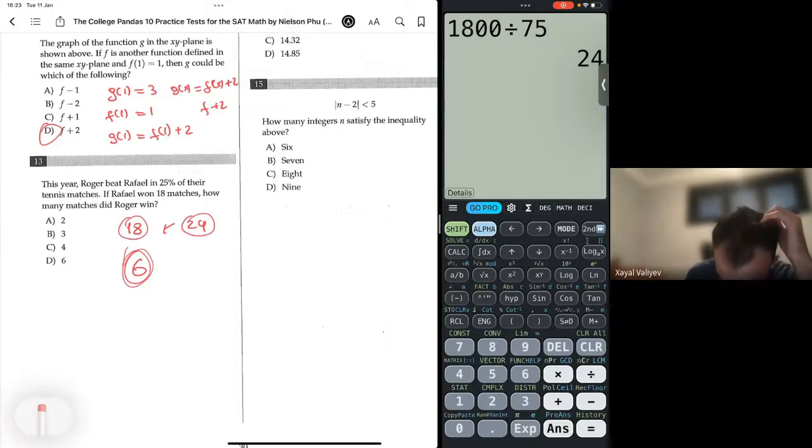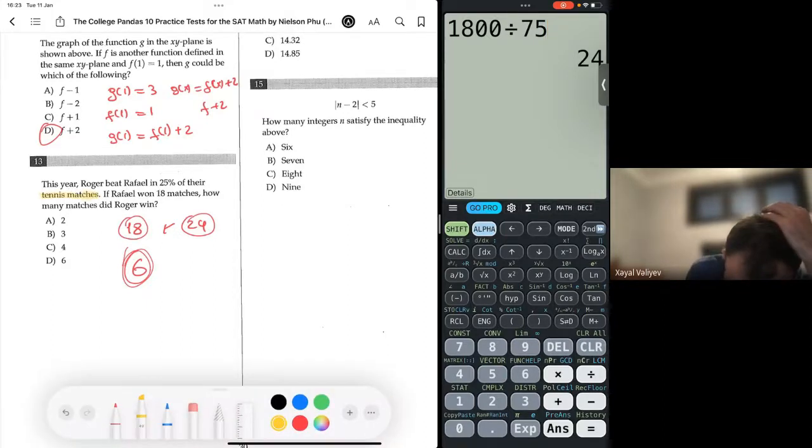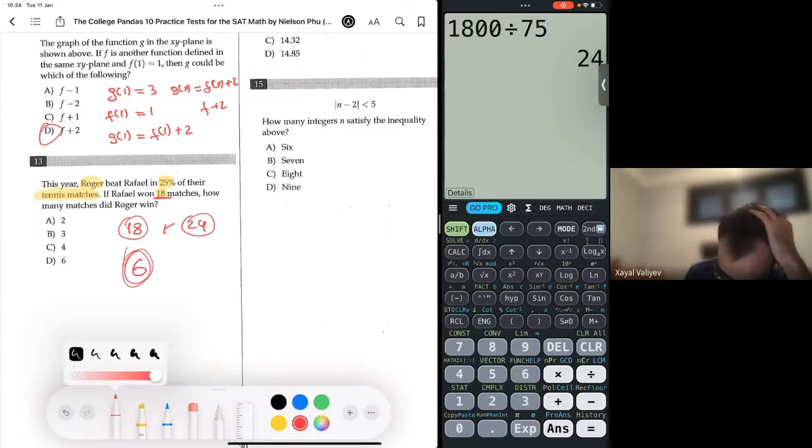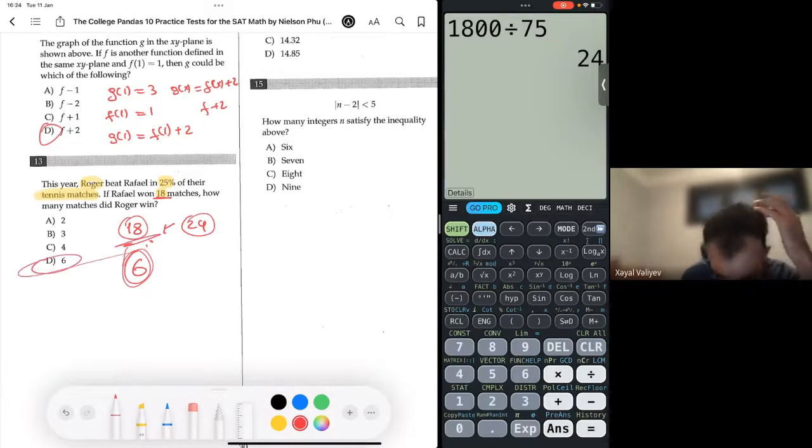Tennis matches. Okay, it's plural. Out of total matches, they played a couple of matches, I mean 20, 25, 30. Okay, and Roger won 25% more matches than Rafael. We found they played 24 matches, so basically 24 minus that, 6. The answer is 6, by the way.